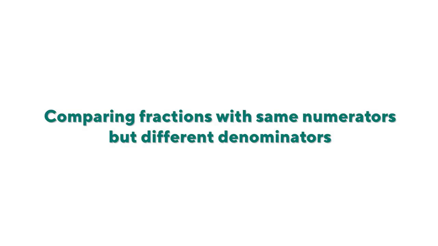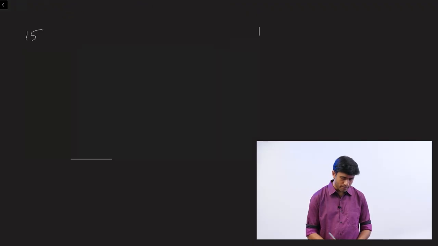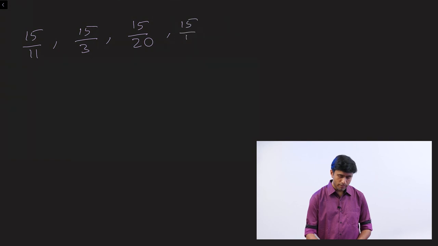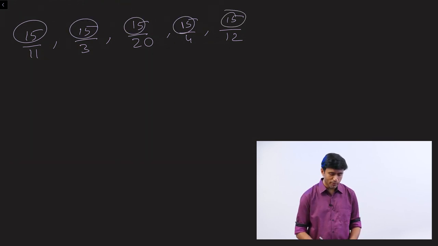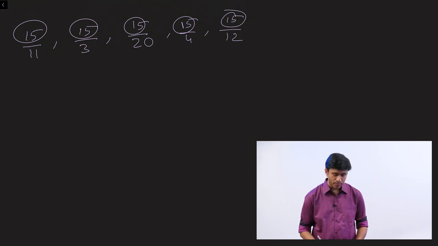What do we do when we have fractions that have the same numerator but different denominators? For example, 15 by 11, 15 by 3, 15 by 20, 15 by 4, 15 by 12. If you notice, all the numerators are the same, but the denominators are different. What do we do when you have fractions like this? How do you compare them? Smaller the denominator, greater the fraction.